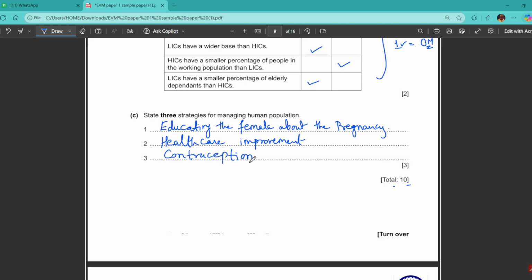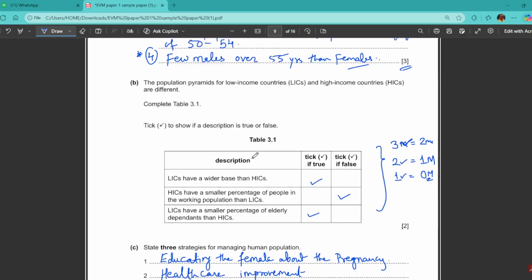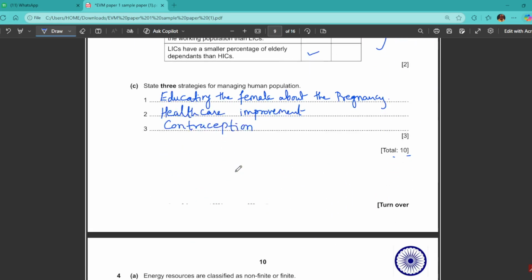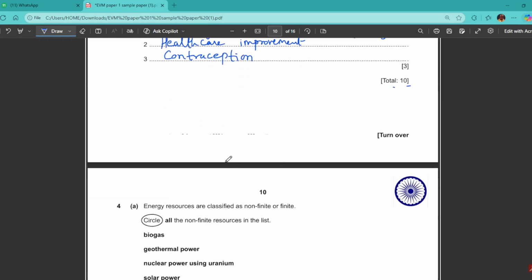Okay, so contraception can also help in managing the human population, healthcare improvement, improvement in education, or educating the female about the pregnancy, and this can help in managing the human population. So basically this population entire topic was there for 10 marks including the graph. Okay, let's complete this one also.